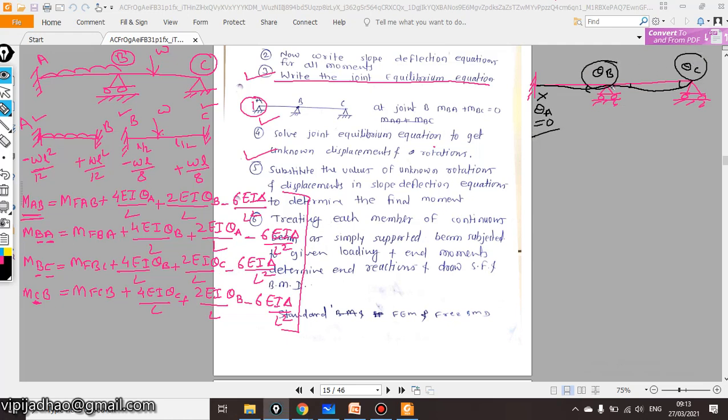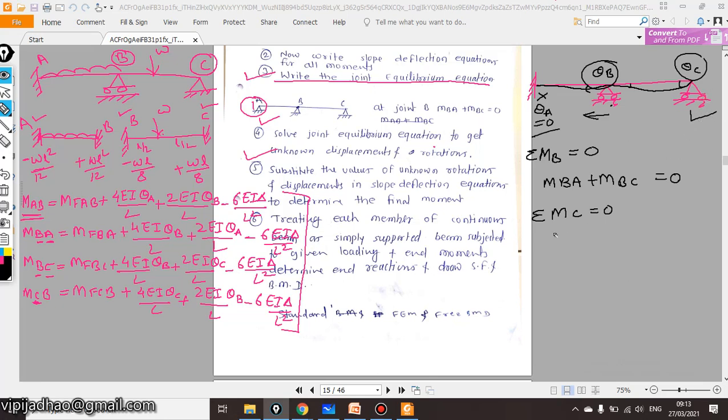So we have to form two equations, that is, we have to write down the joint equilibrium equations. The joint equilibrium equation for this particular case will be summation of moment at B equal to 0, that is MBA plus MBC is equal to 0. And the second equation of equilibrium will be summation of moment at C equal to 0, because it is a hinge support or roller support. Therefore summation of moment at C again will be equal to 0.